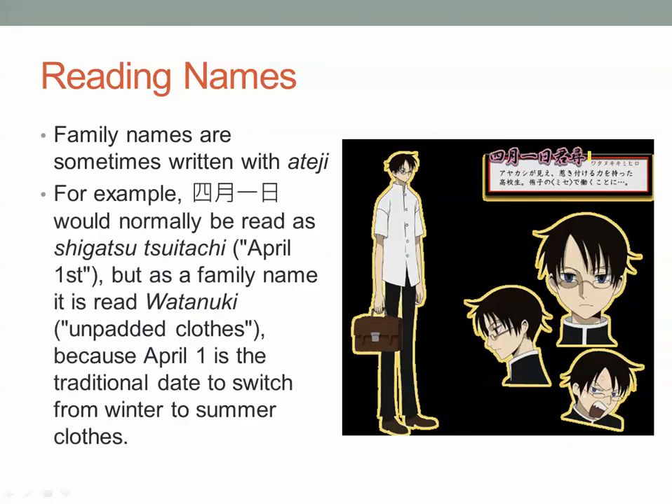So for example, these characters that you see on your screen here that I'm highlighting would normally be read as Shigatsu Tsuitachi, April 1st. But when they're a family name, it's read Watanuki, which means unpadded clothes, because April 1st is the traditional date to switch from winter to summer clothes. And indeed, we have an example here of a manga character whose name is Watanuki, and it's spelled like that.